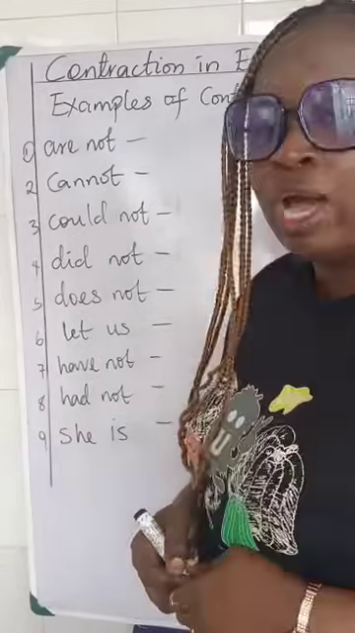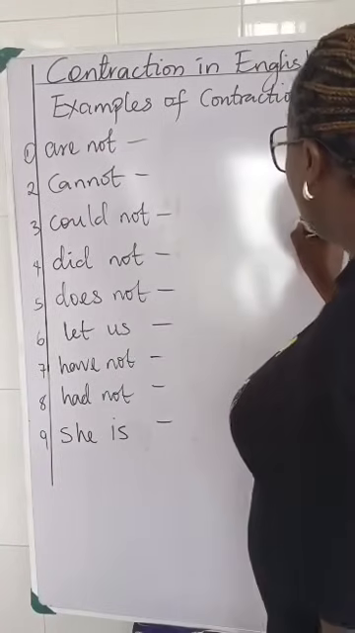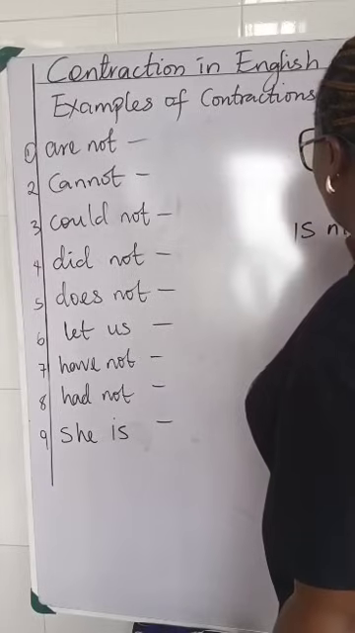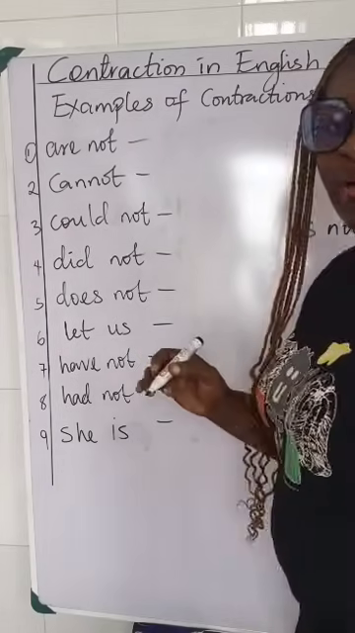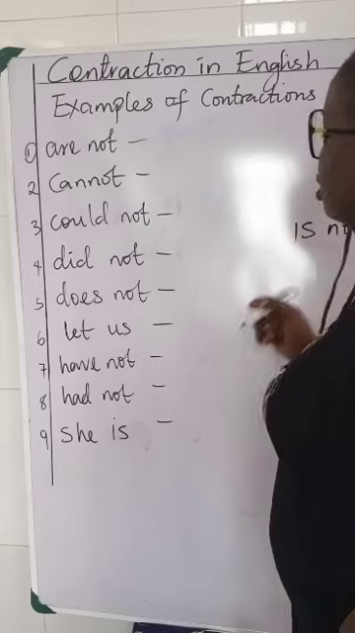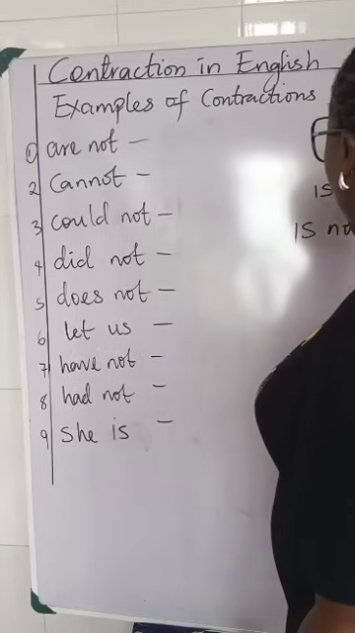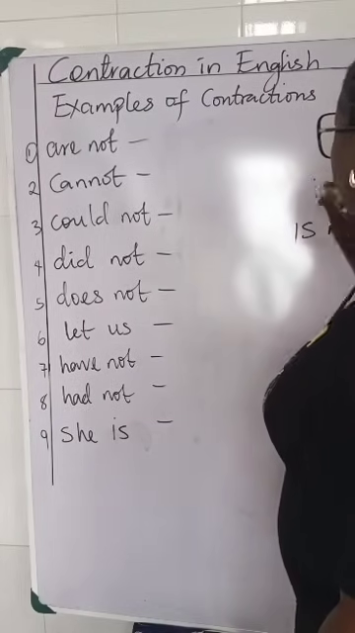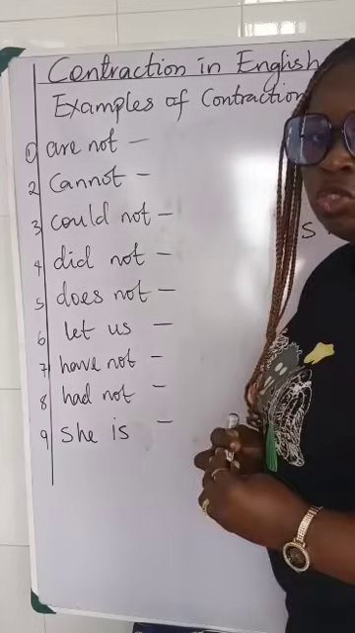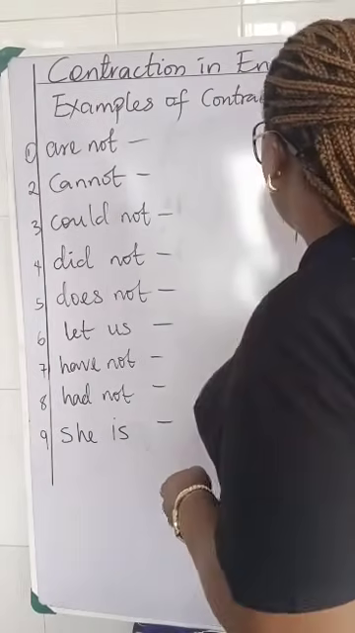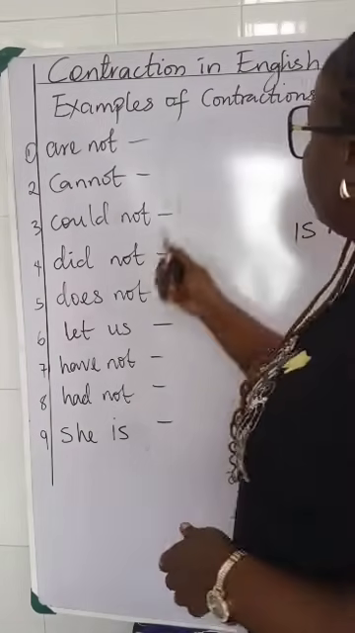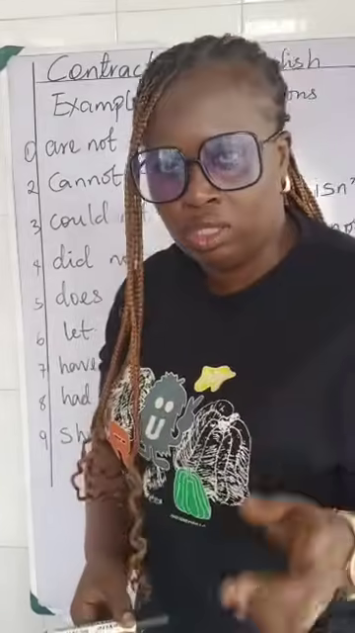Take for instance, we'll have this is not. When I want to contract is not, I'm going to have isn't. Is not in the contracted form, I'm going to have it as what? Isn't. Now let's look at these examples of contractions on the board.